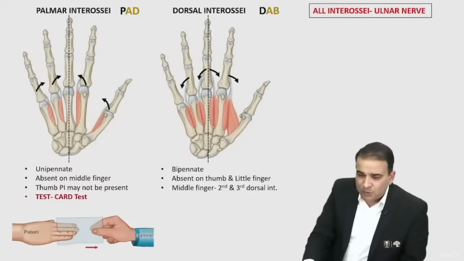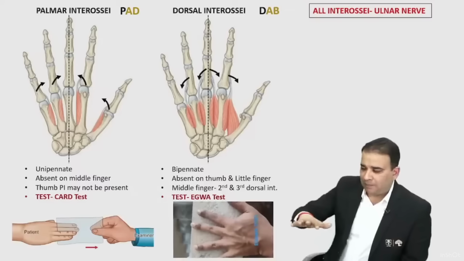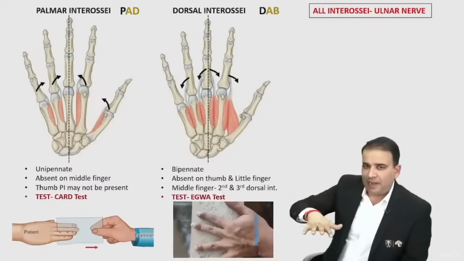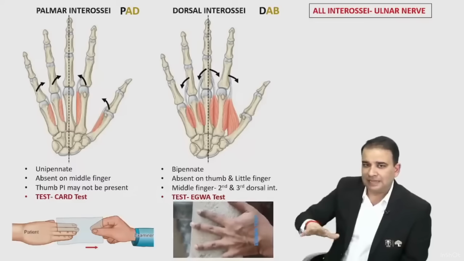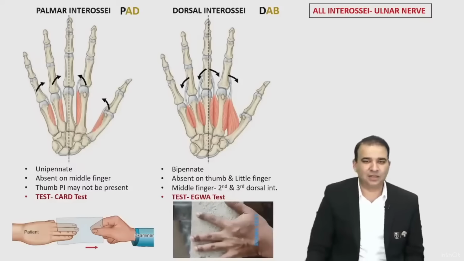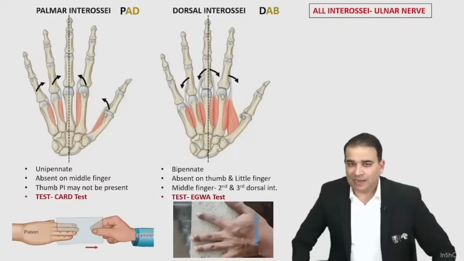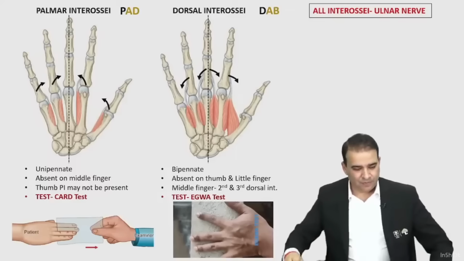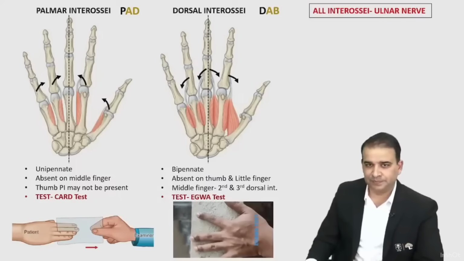The test which is done to check the integrity of the dorsal interossei muscle is called the Egawa test. Look at the test, guys, in which you ask the patient to place the hand on the table and then ask him to move the middle finger in the radial and ulnar direction. That is the Egawa test. So you can see the middle finger can move in both directions here. That means the second and third dorsal interossei are working, and the ulnar nerve supplying these muscles is intact. That is the Egawa test.